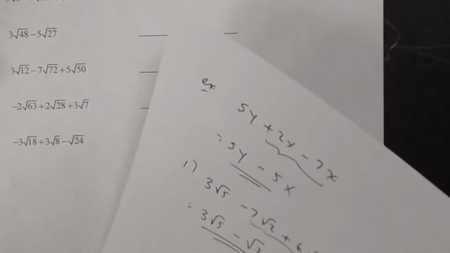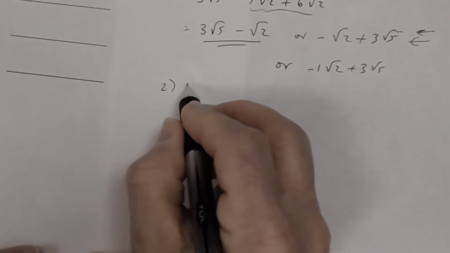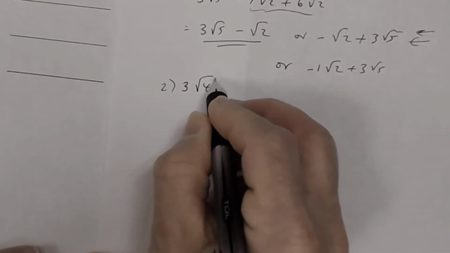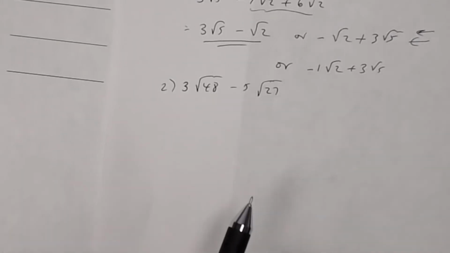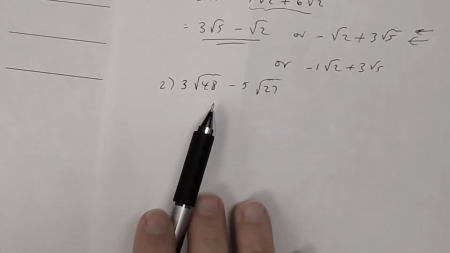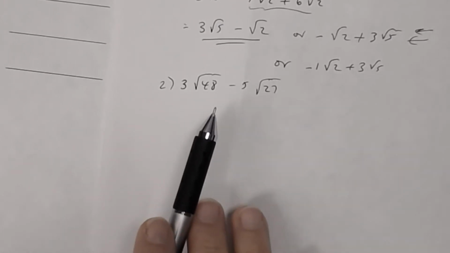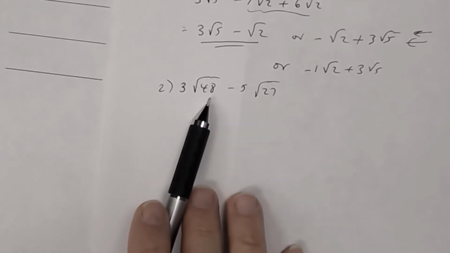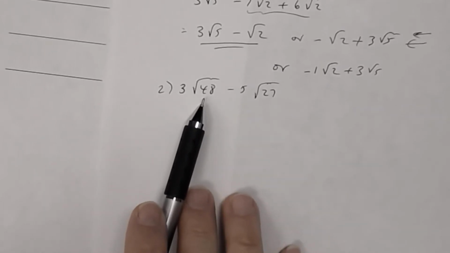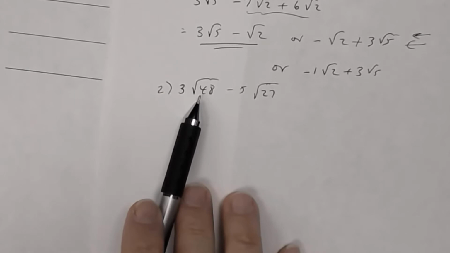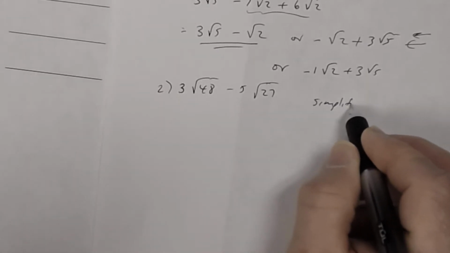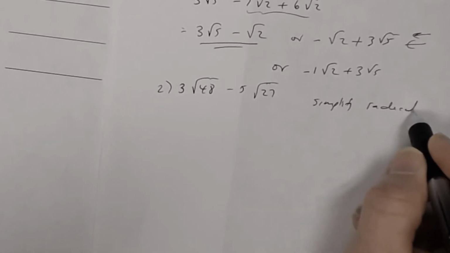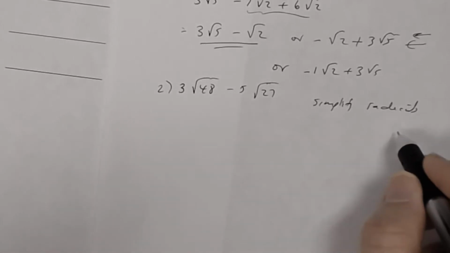All right. Now number 2, we have 3 square root of 48 minus 5 square root of 27. All right, now be a little bit careful. So you don't say, well, they're not like terms, so I can't do anything with them. You got to be careful. You got to remember that you need to simplify the radicals. So you got to look at the square root of 48 and ask yourself, can I simplify this? So you must simplify radicals first. Okay, simplify the radicals.